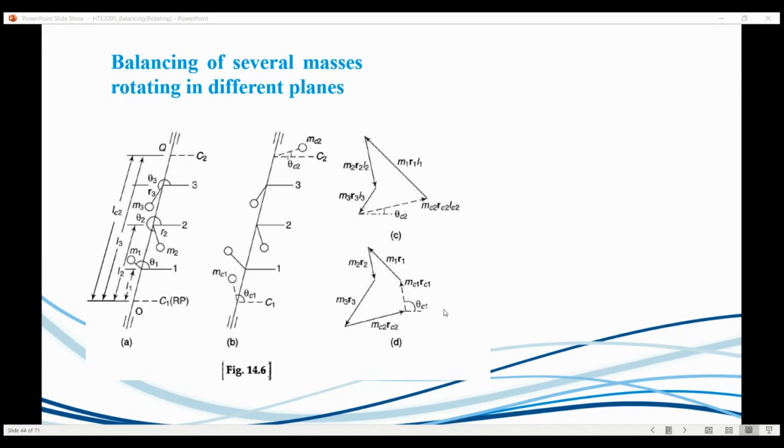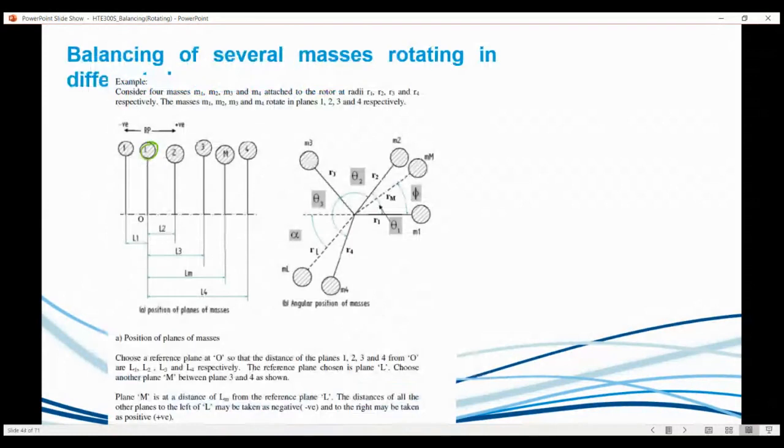Let me just revert back. Just to give you an image, this is from the side view. We have different masses, mass 1, mass 2, mass 3, and mass 4 rotating. And if you look at it from the front, you see this image over here.